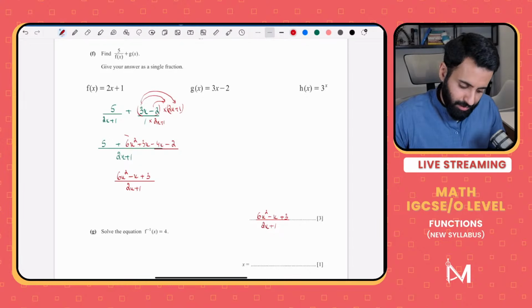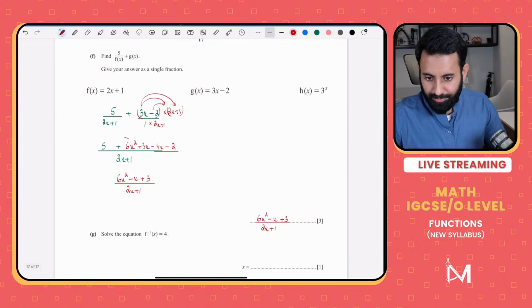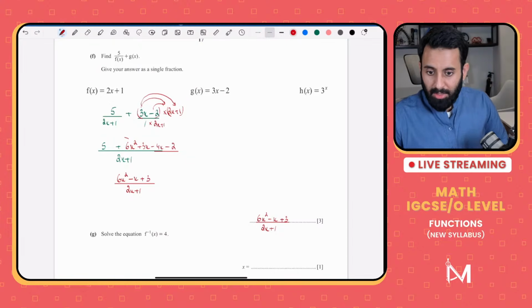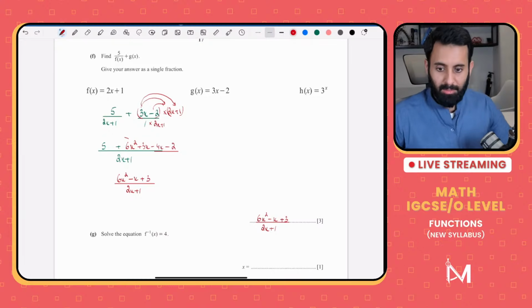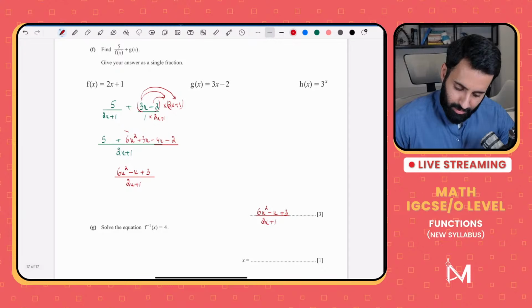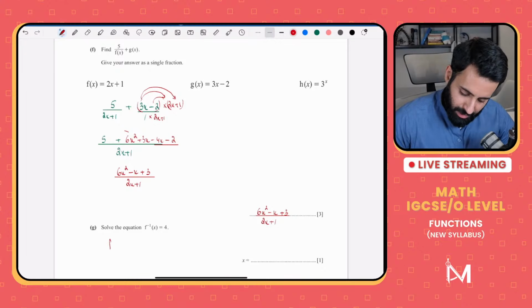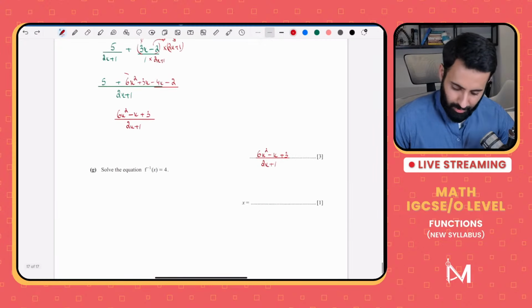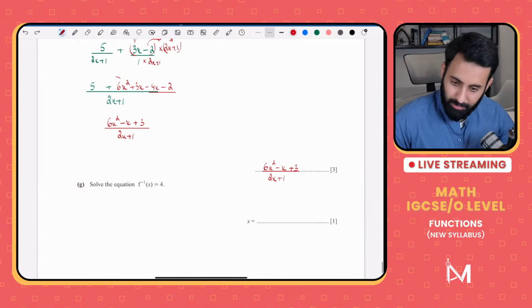All right, f inverse of x equals 4. Yes, it is included in IGCSE as well. Sir, I haven't started topical past papers. So beta, how are you covering the topics? We do topical past papers along with the topics. Okay, by the way, we have already found f inverse, I believe. No, we haven't, no problem. Okay, so let's find it.